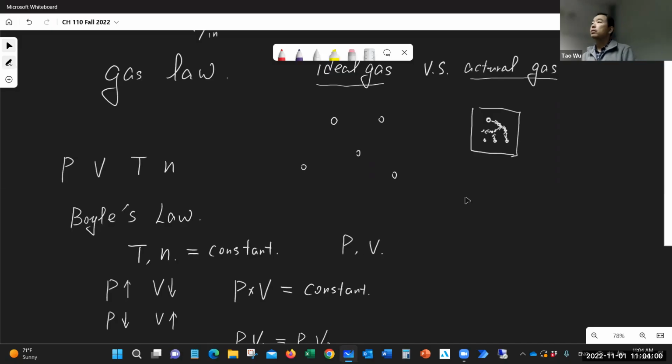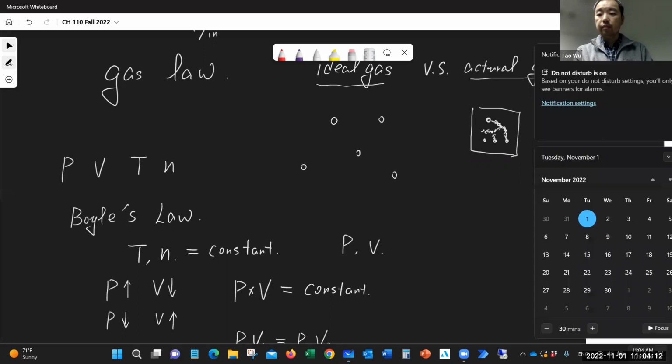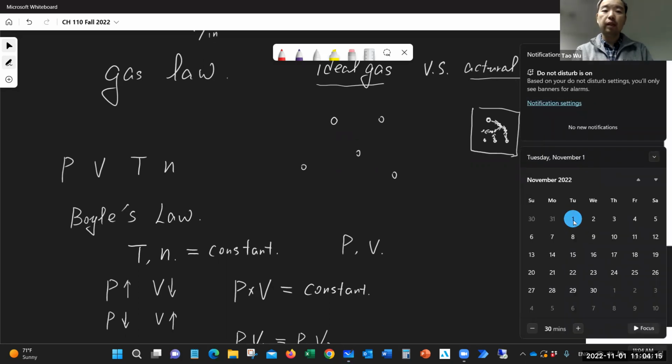Okay, so let's start our class. Once again, I remind you what we're going to do for this week and the next week. Today, we're going to continue to talk about the gas law. And in the lab time, we're doing the lab 50. Okay, today we're not doing lab, instead we're solving the calculation.